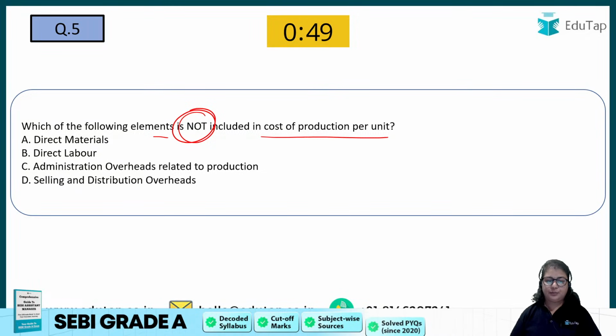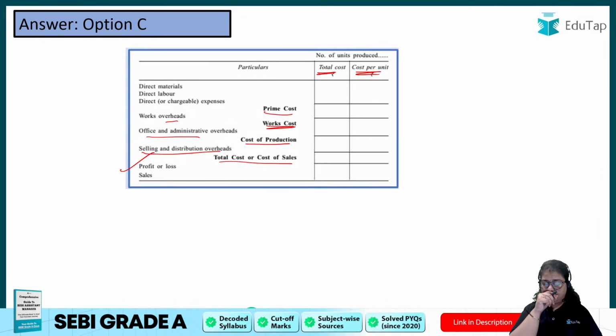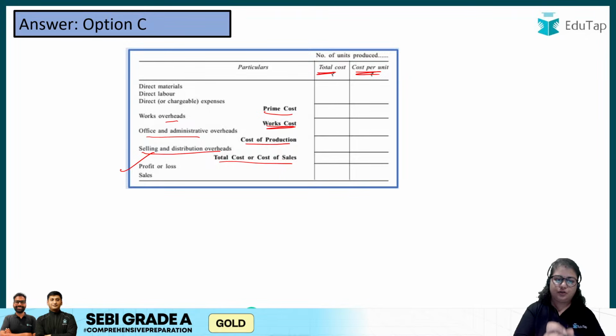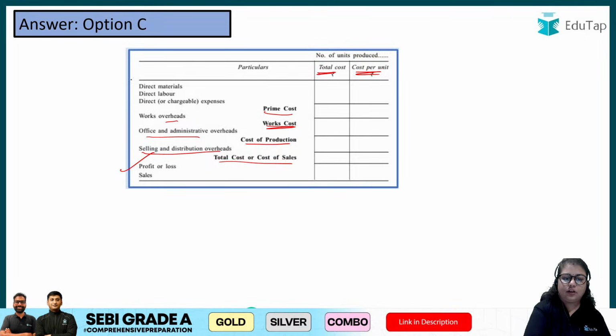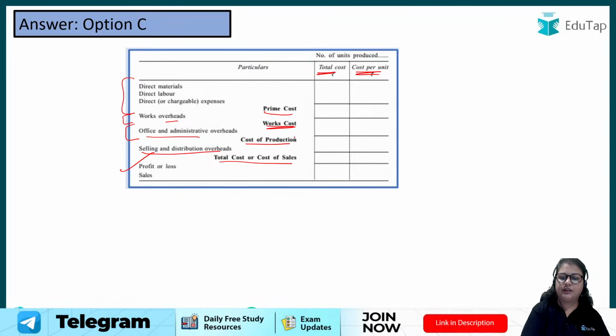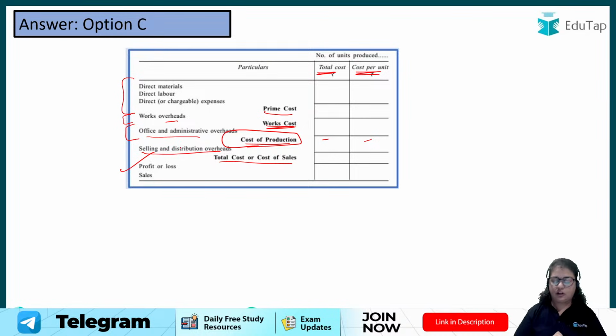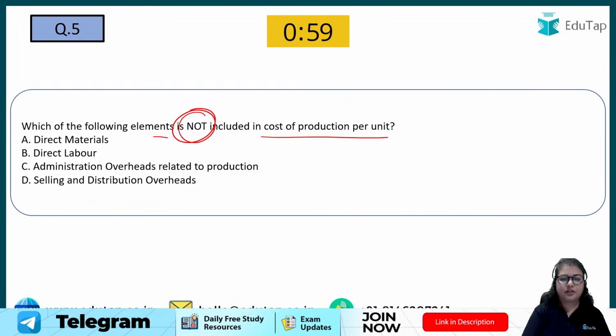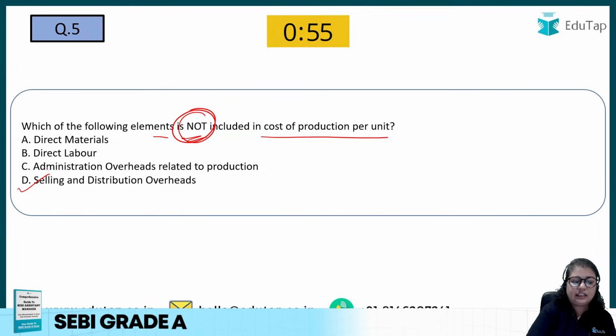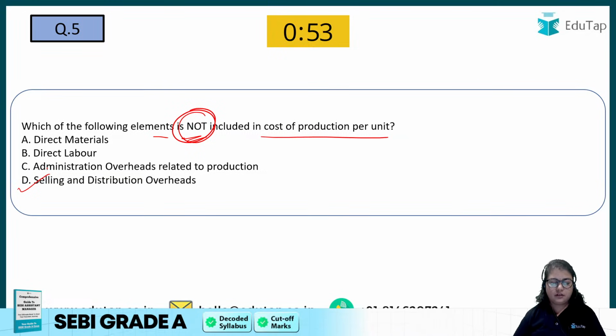So, can you see in the previous slide, if I show you, prime cost, like all the direct cost plus works overheads plus office and administration overheads will give me the cost of production, the total cost, and also the cost per unit. But selling and distribution overheads will not be included. So in this question also, "not included" is asked, and option D is a clear winner here, right? Option D is the clear answer.